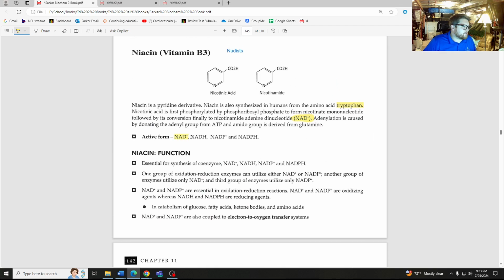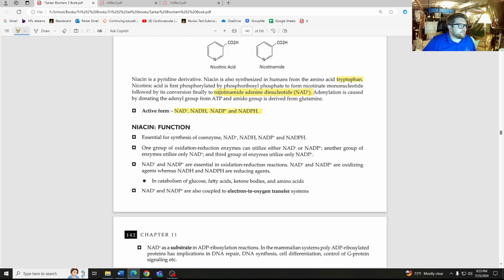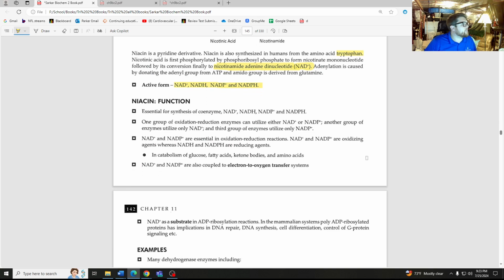All of our active forms, as you can see, you'll want to remember these active forms for their abbreviation, but you also want to remember the name fully written out, because that's an easy way that teachers will try and trip you up, is just give you the full name instead of just NAD.